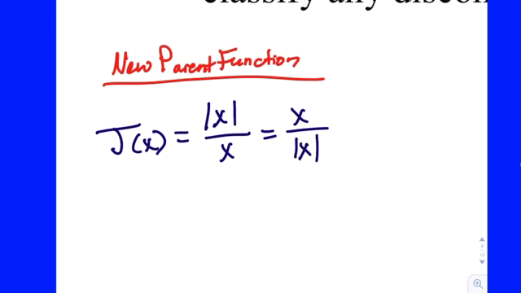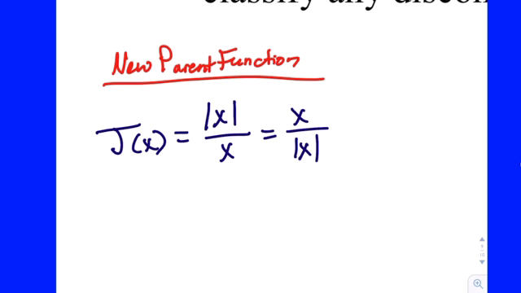and they're identical to each other in their physical features. Their graph is the same. They have a different genotype, if you will, but the same phenotype. So it's the absolute value of x over x, or you could flip that, x over the absolute value of x.